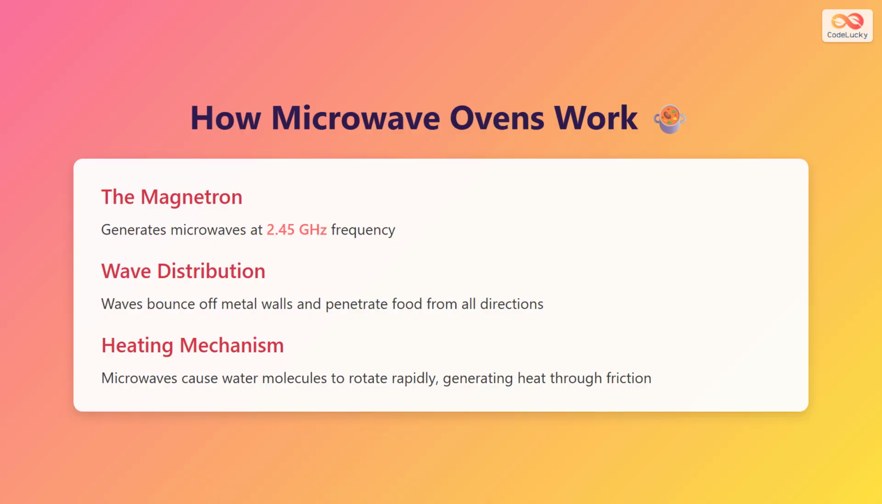A microwave oven uses a device called a magnetron to generate microwaves at a specific frequency of 2.45 GHz. Once generated, these waves bounce off the metal walls inside the oven cavity and penetrate the food from all directions. The heating mechanism relies on water molecules in the food. Microwaves cause these water molecules to rotate rapidly, and this rotation creates friction between molecules, which converts electromagnetic energy into thermal energy, heating the food from within.